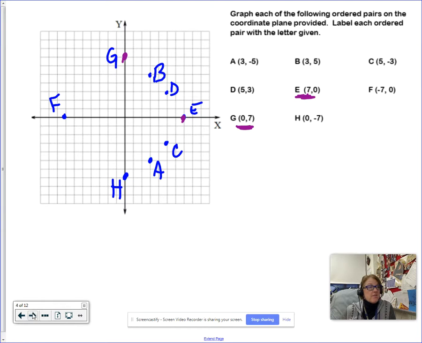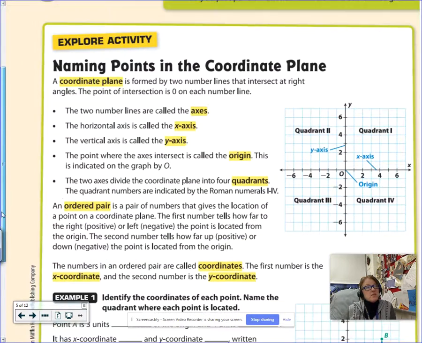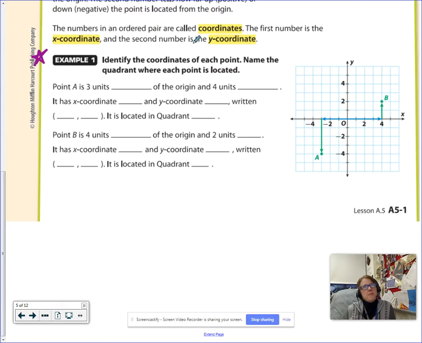Okay, now your assignment is going to be this packet, this appendix packet, which really has 4 pages. Now we've gone through this first part here, but come on down to example number 1. When they are giving you this description as to what is happening here, here's point A. It says point A is 3 units what of the origin? Looks to me like it's left of the origin and 4 units down, left and down.